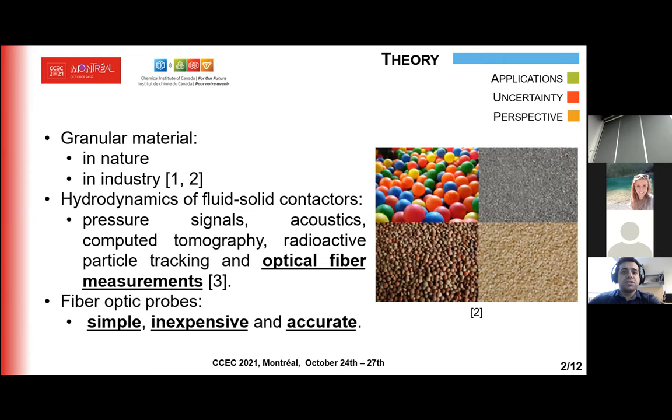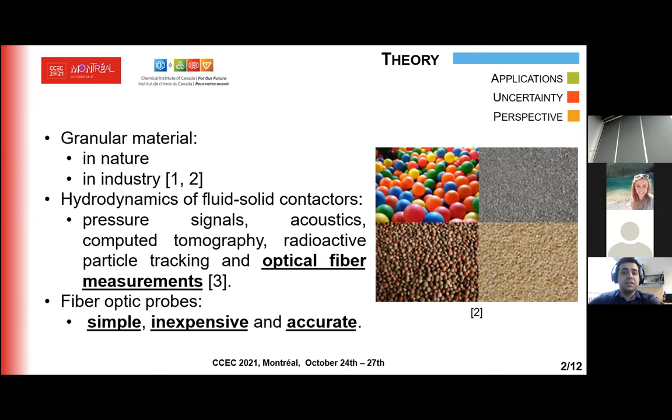Generally, researchers use pressure signals, acoustics, computed tomography, radioactive particle tracking, and optical measurements, besides spectroscopy, to study fluid solid systems. Among these techniques, optical measurements are less expensive compared to the other methods, for example, at least 50% cheaper than CT and easier to implement.